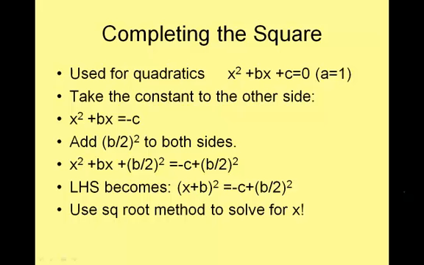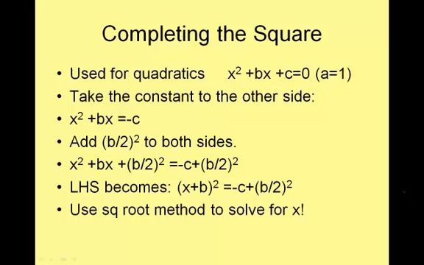The next technique that we do is called completing the square. x squared plus bx plus c is equal to 0. For completing the square, the first thing we have to make sure of is that our leading coefficient, a, should be 1. So if you have a number in front of it, like 3 or 2, always divide all terms by that number so that a becomes 1. Then take the constant to the other side, so negative c, and you're left with x squared plus bx is equal to negative c.